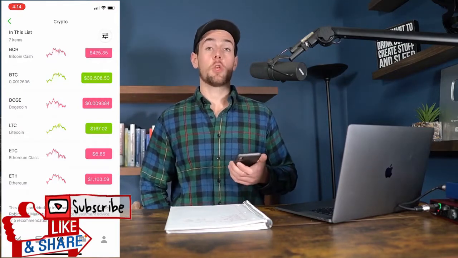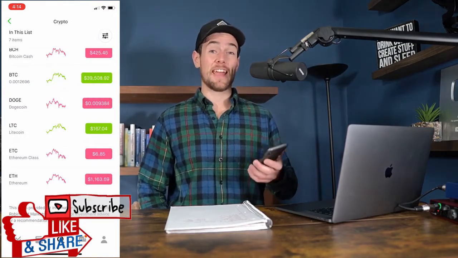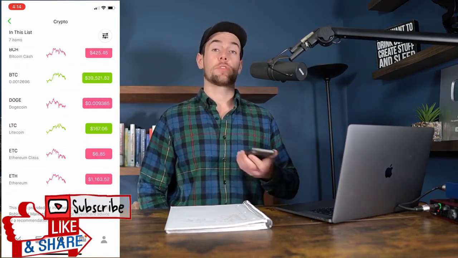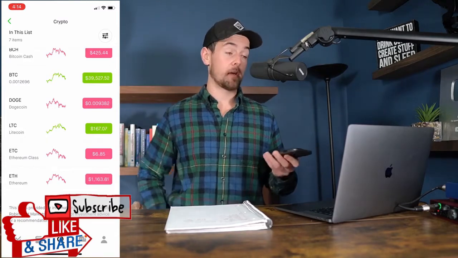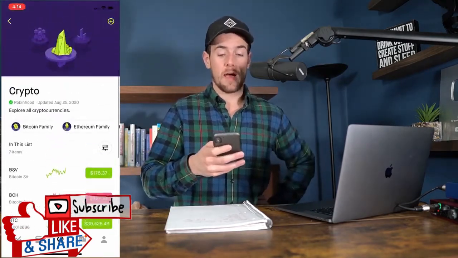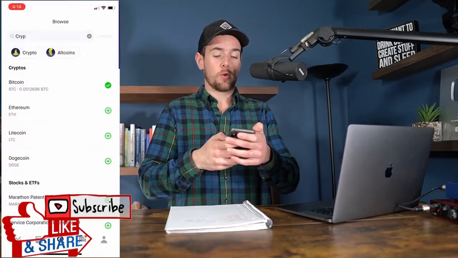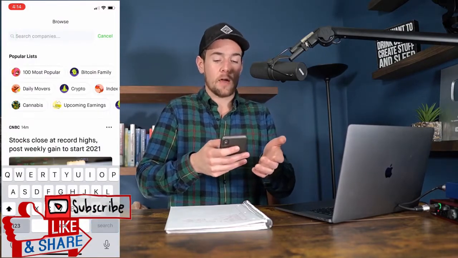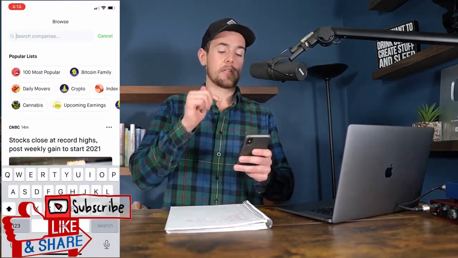The next thing I want to show you is more of the research tools and data available within the app if you're simply looking to find investments and you don't necessarily know what you're looking to buy. So we just typed in cryptocurrency from our last example, but I'm going to clear that out because I want to show you the popular lists at the top.